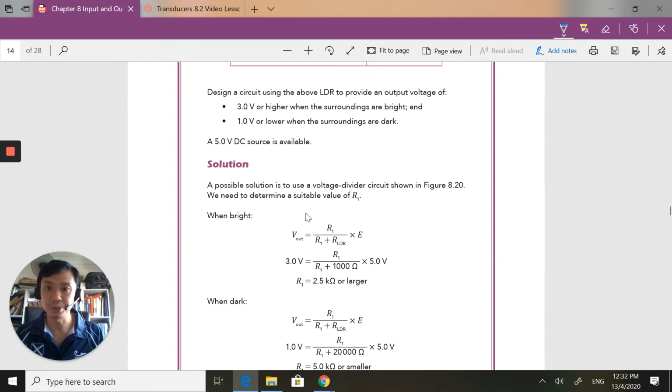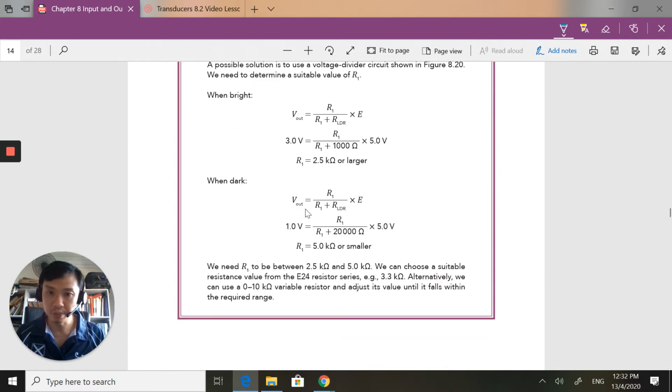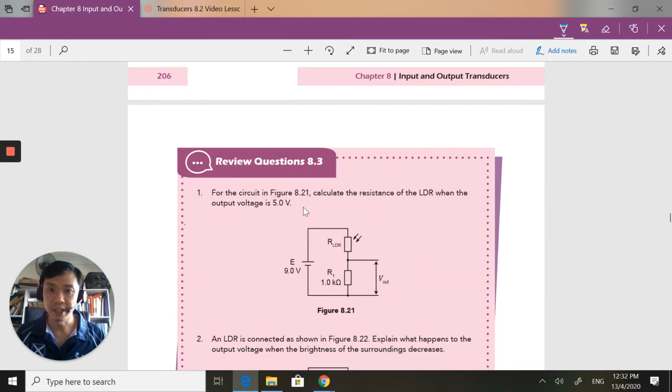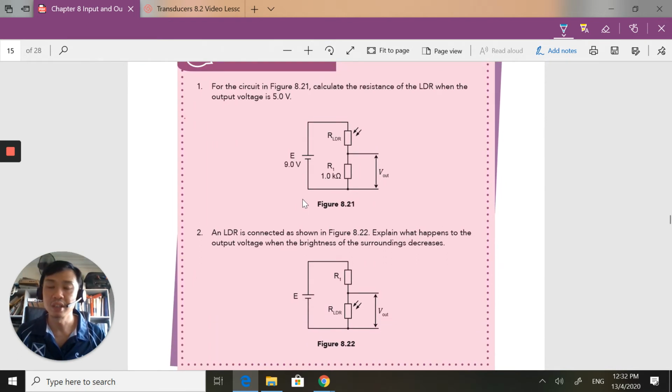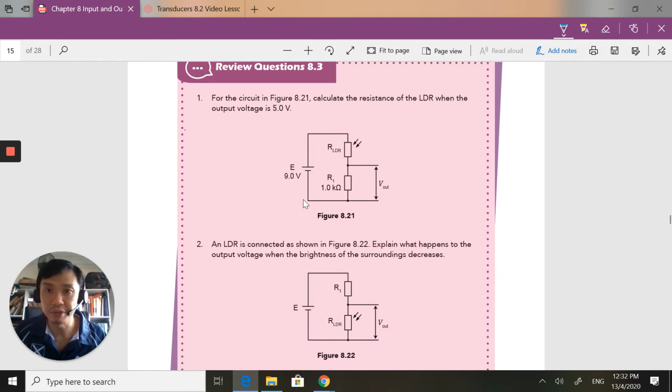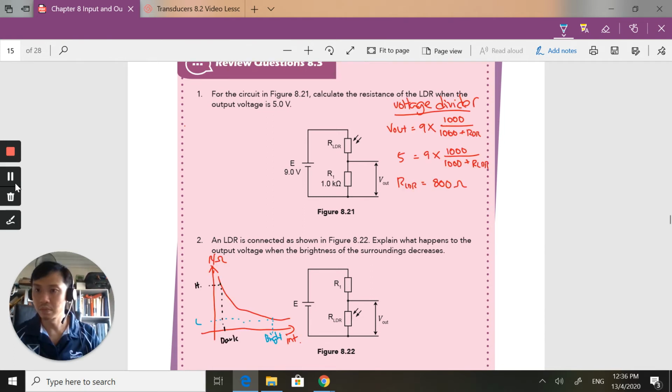I want you to read through this example, make sure you understand it. And then over here, same thing, pause the video at review question 8.3, try it out yourself. Once you're done, press play again and we'll go through the answers together. Okay, welcome back. Hopefully by now you're finished trying out questions 1 and 2. Let's take a look at the circuit analysis. We're going to use the voltage divider method.